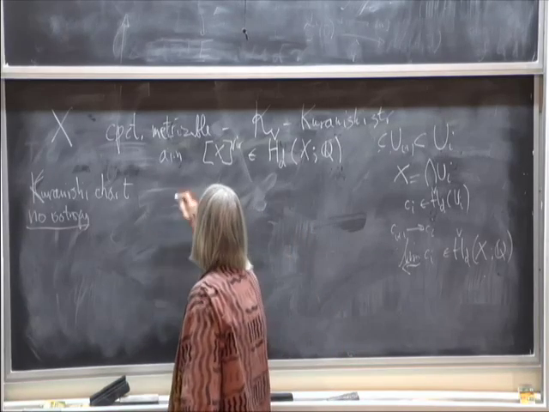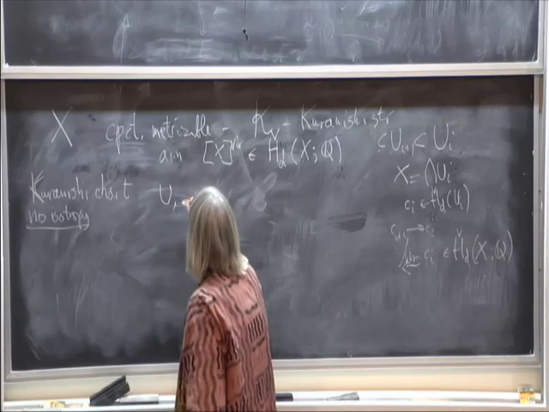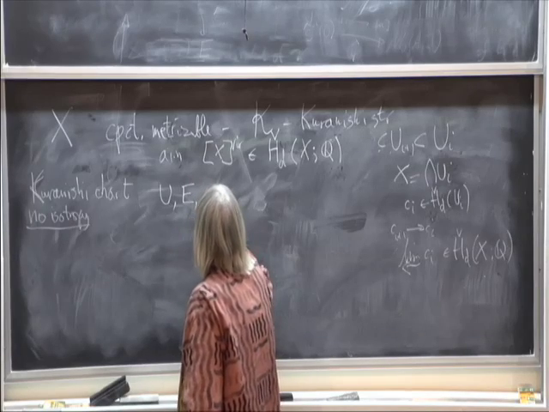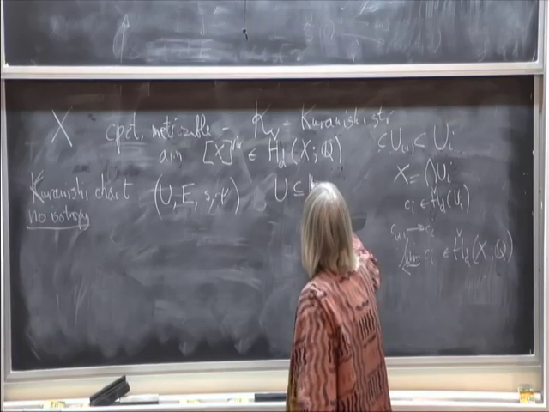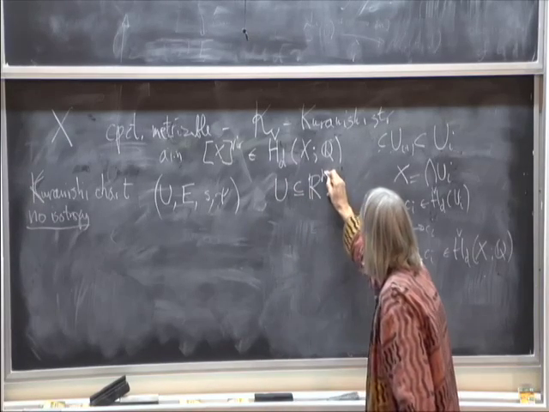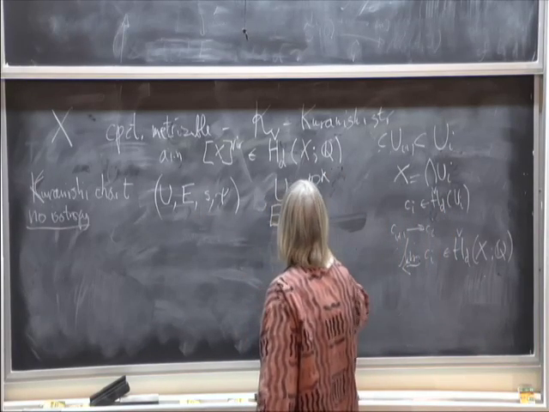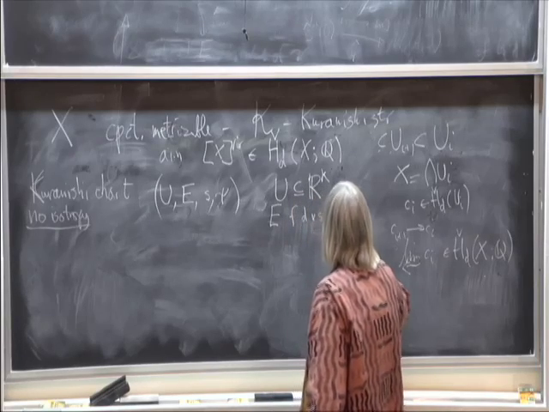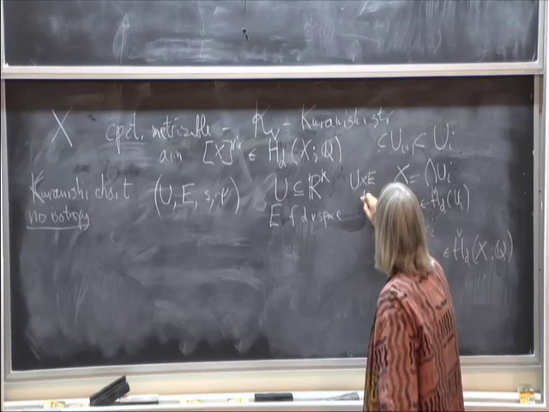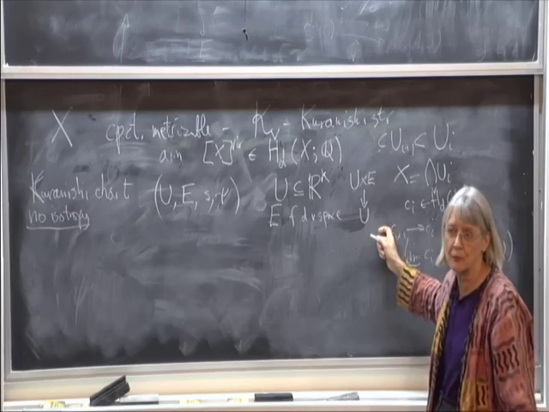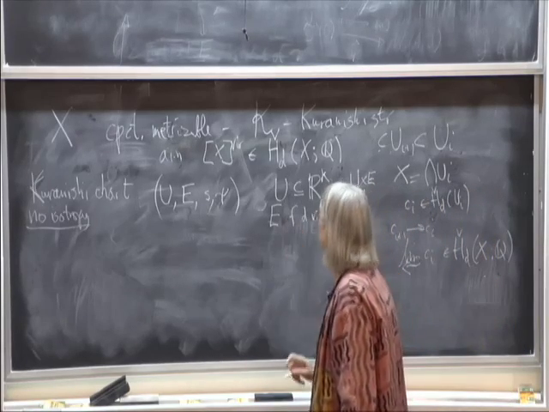So a Kuranishi chart, well, this is exactly what Fukaya and Ono say. It's a tuple consisting of U, E, S, and psi. And U is sitting inside some Euclidean space, it's an open subset. E is a finite dimensional vector space. And so the bundle that we're interested in is just U cross E over U. So we have a finite dimensional bundle that we've chosen, which is trivialized. So that's the fiber of our bundle.